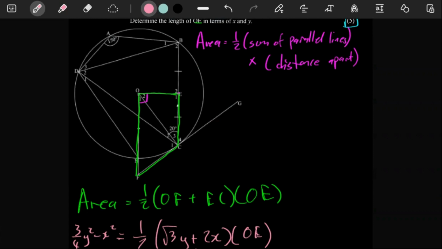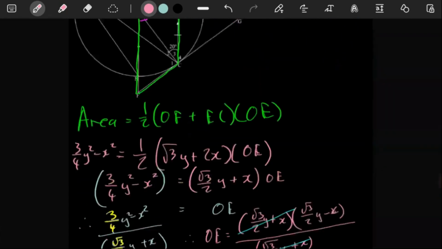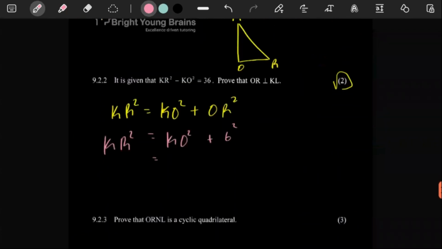So let's see here. One way or the other, what do we know? This is just Pythagoras theorem really at play. I feel like this is one of those questions where the way you're going to prove that this expression is the way it is is quite dumb. Because what you have here is KR squared minus KO squared equal to 36. You see? Of which technically speaking, you have written this down.